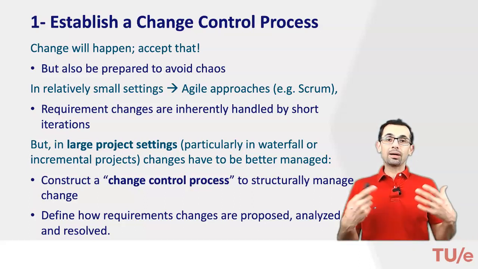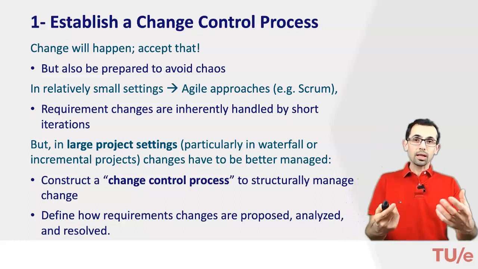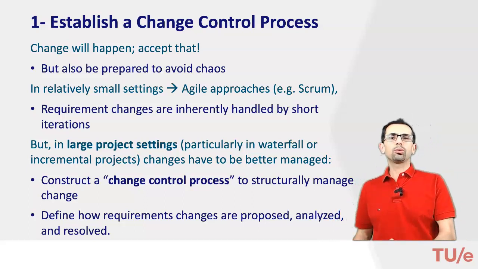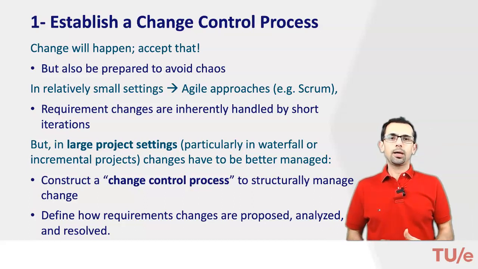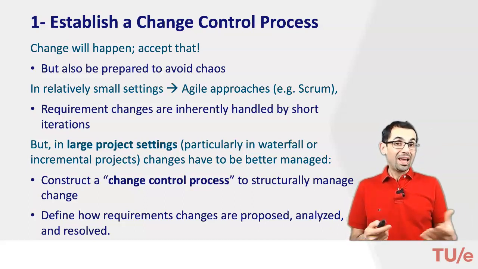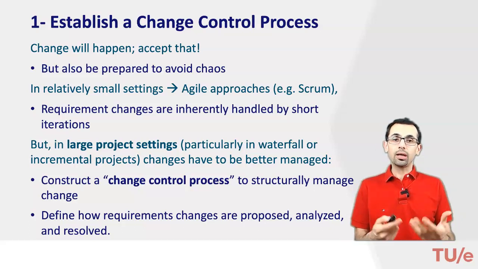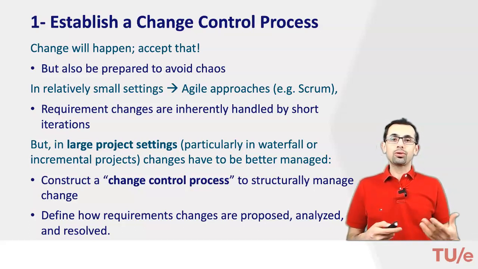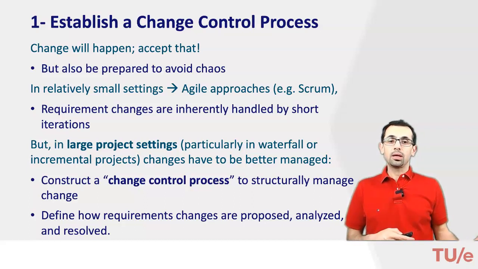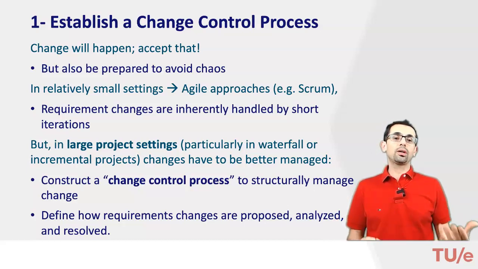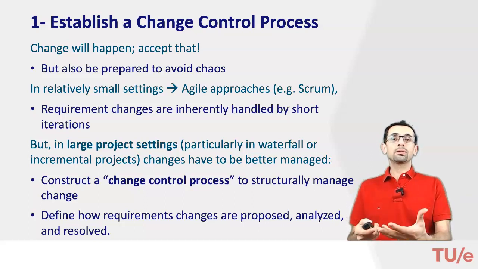But in many real-life projects it is still possible to follow waterfall or incremental, where agile is quite difficult to follow. So in those settings, what you need to do is to define a change control process to structurally manage the change. This process defines how the requirements changes are proposed, how they're analyzed, and how they're resolved. We'll get back to this.